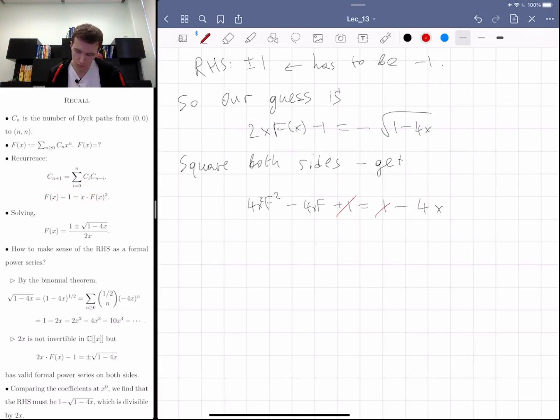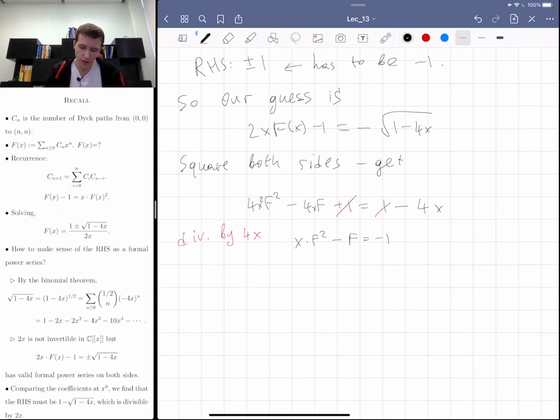Is it? Well, there's an extra x, right? So yeah, if I just divide both sides by 4x, and I can divide, if all of these terms are divisible by 4x, then I can just pull it out of the summation. So if they are divisible, I can divide. And what I get is just x times f squared minus f is equal to -1, which is the same as the equation I got from the recurrence.